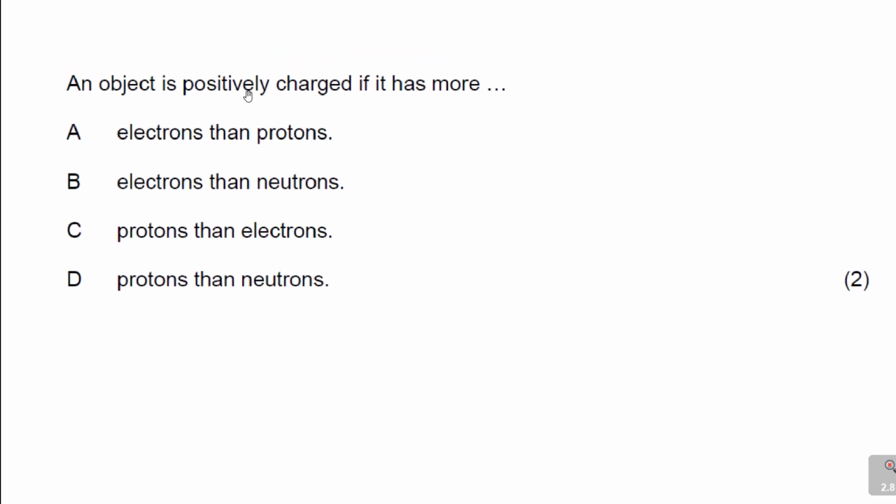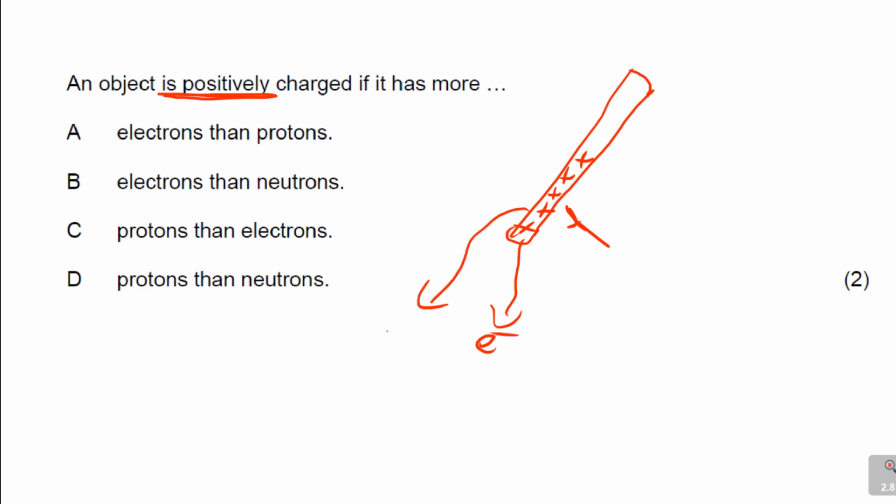All right, next question says an object is positively charged if it has more. Look, how can an object become positively charged? So you're seeing here there is an object which is positive, and it can only be positive because what happened? It lost electrons, they went out. The negative electrons went out, and it remained with positive protons. So when you're positive, it means you lost electrons. So an object is positively charged if it has more electrons than protons?